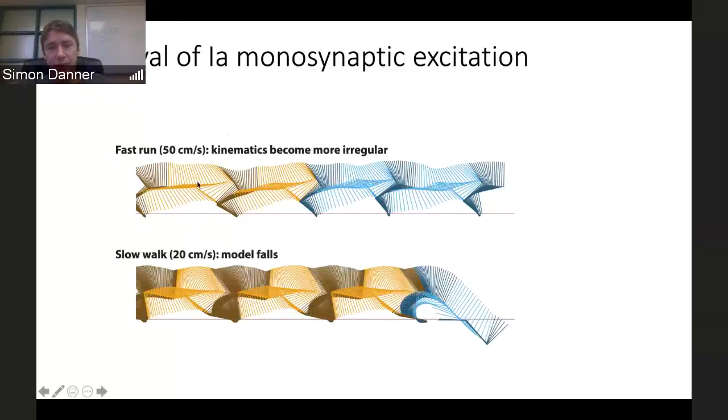We can also look at 1A feedback, which is kind of similar. At fast walking, here there's just a stick figure in the video, and when the color changes, the feedback rates are set to zero. The removal of this 1A monosynaptic excitation has almost no effect. The model continues to run. The steps start to be a bit less consistent. But in the model that walks slowly, the 1A feedback was necessary to keep the balance, and it falls immediately.